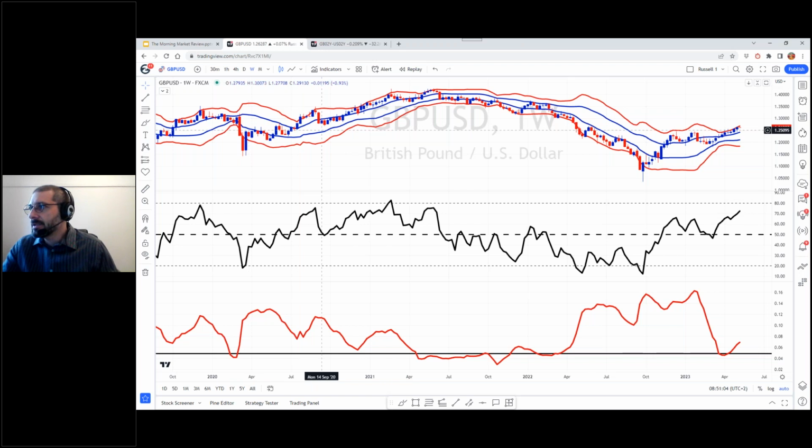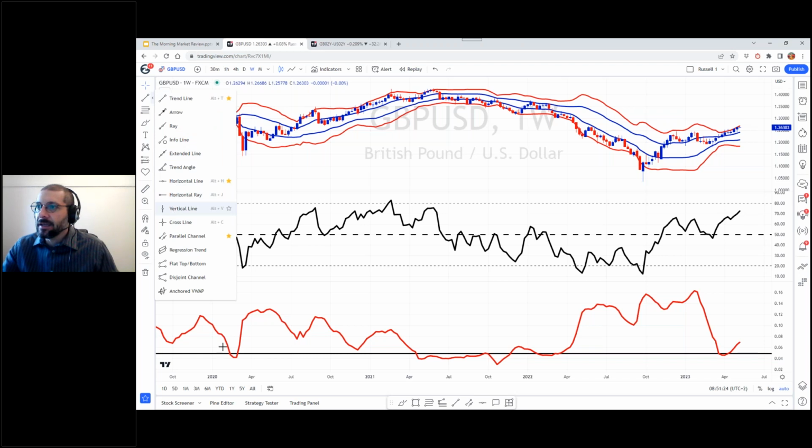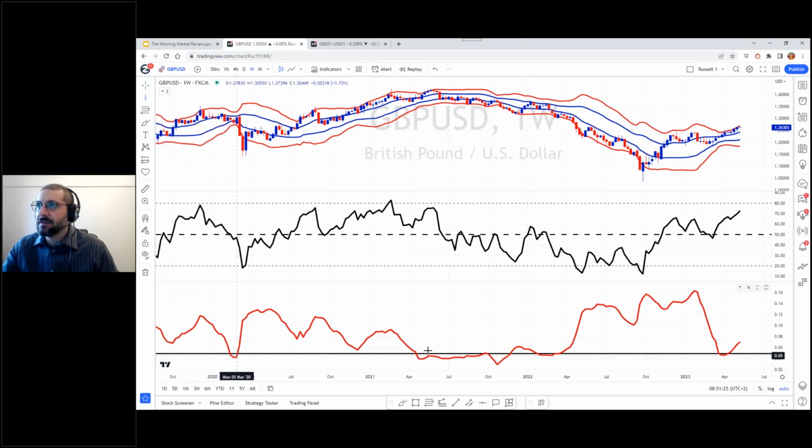We've got our zones of pound to the US dollar. This is the RSI. This black line here is the RSI. The red line here is our Bollinger Band width. So let's just take a look where the width narrows, and it narrows and then expands over here. I want to change this to red.